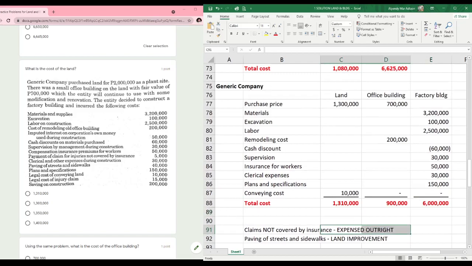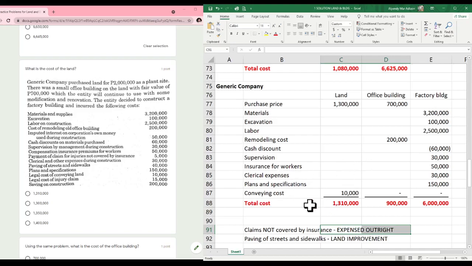And lastly, savings on construction. So this is actually not a cost but a savings. And it is not to be added nor deducted because this is only an implied saving that they actually save because of constructing the building instead of purchasing a new building. So they had savings, but it is not to be accounted for in intermediate accounting.